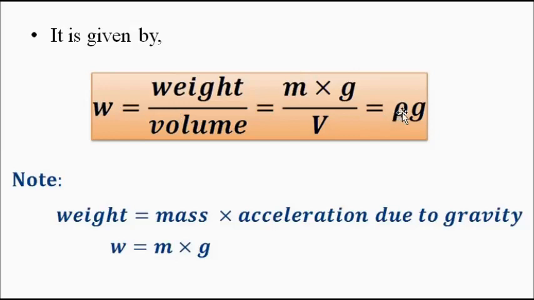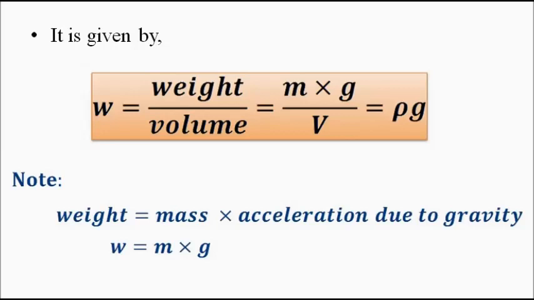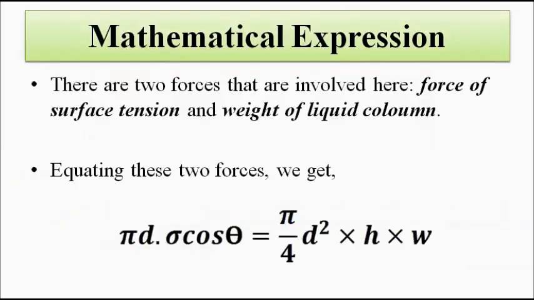We have the weight density formula here: W is equal to rho g, or mg by v. Pi by 4 d square into h constitutes the volume of liquid in the liquid column. So W is mg by v, and v and v get cancelled on both the sides, and we are left with only mg, the weight of the liquid column.